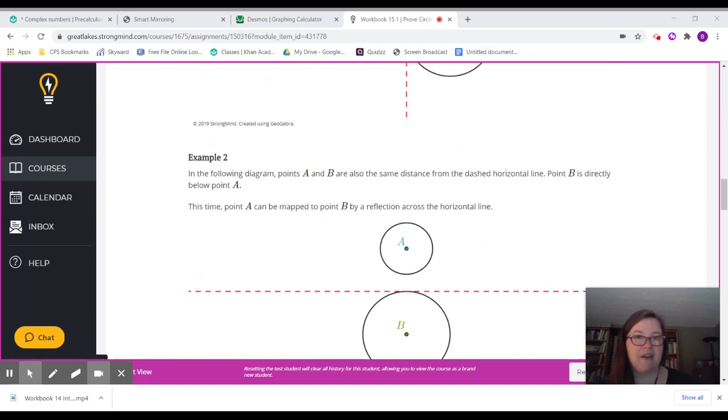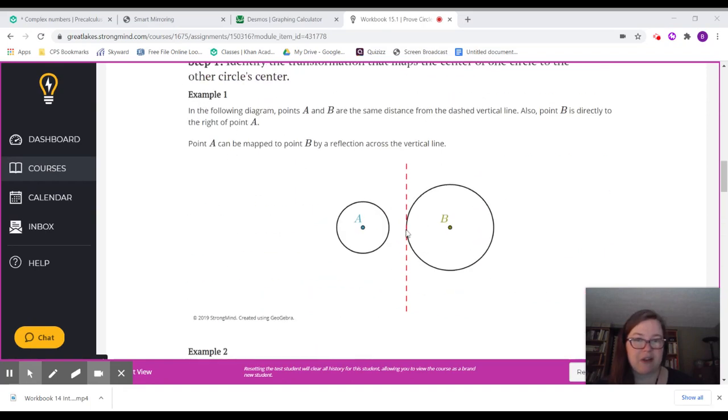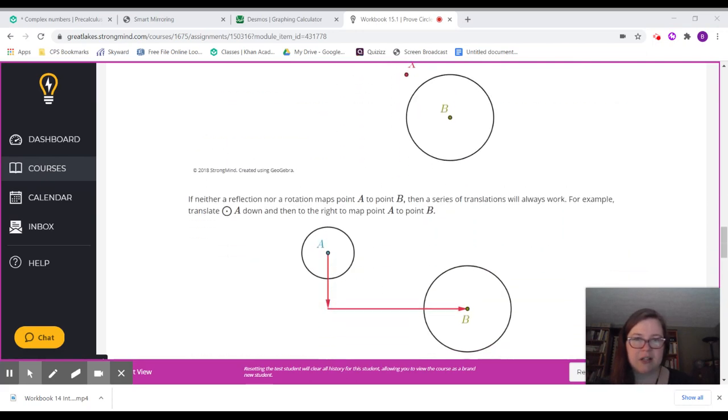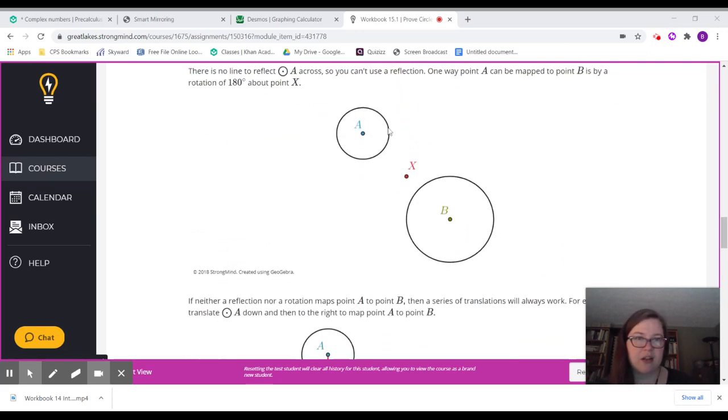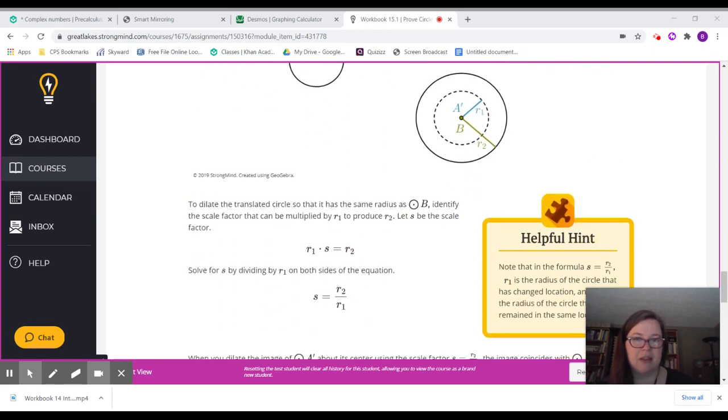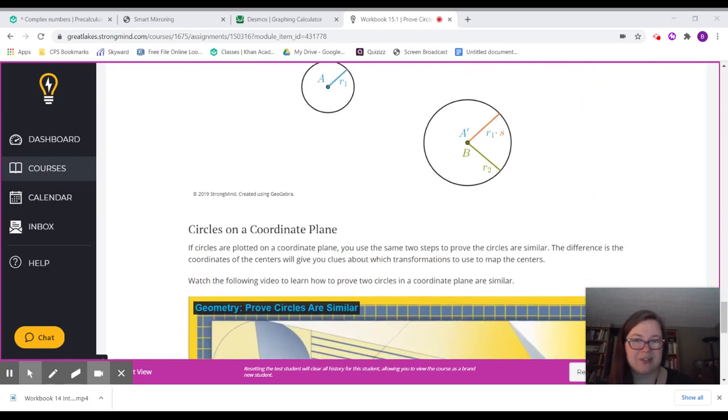So you can have reflections. Like this one, if I reflected A over to B, then I can make it bigger and it would be the same. You can rotate it 180 degrees, and then you could shrink it. You could translate it down and across. And the main thing that you have to talk about is the dilations.